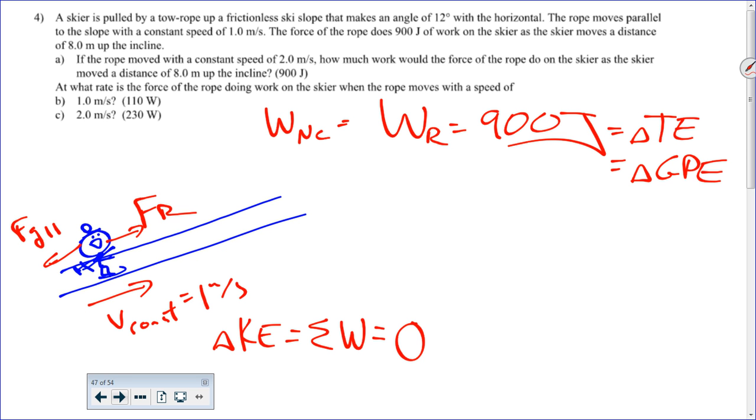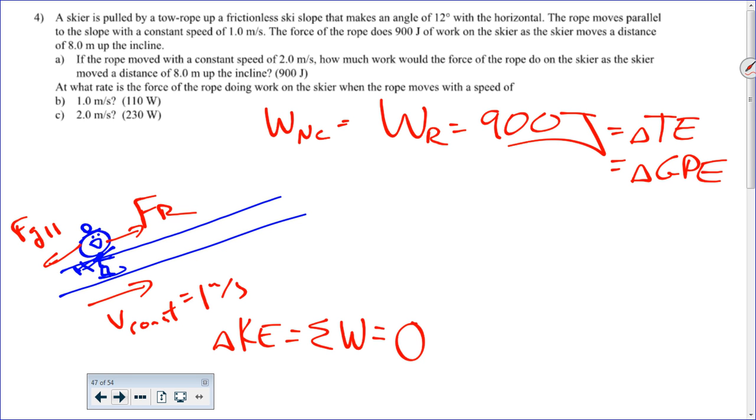Okay. Part B, at what rate is the force of the rope doing work? So first of all, the rate at which work is done. What's the physics word for that, you guys? Power, right? So we're trying to find the power when the velocity is 1. Well, we've got to find the force of the rope, right? There are 2 ways you can do this. No, because we don't know the mass, so we can't find F_G parallel that way. So does anybody see an easy way to find the force of the rope?